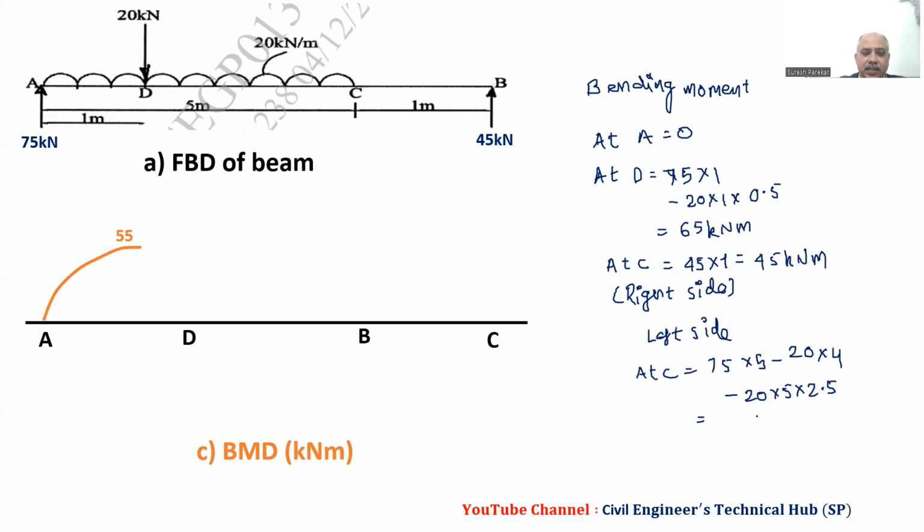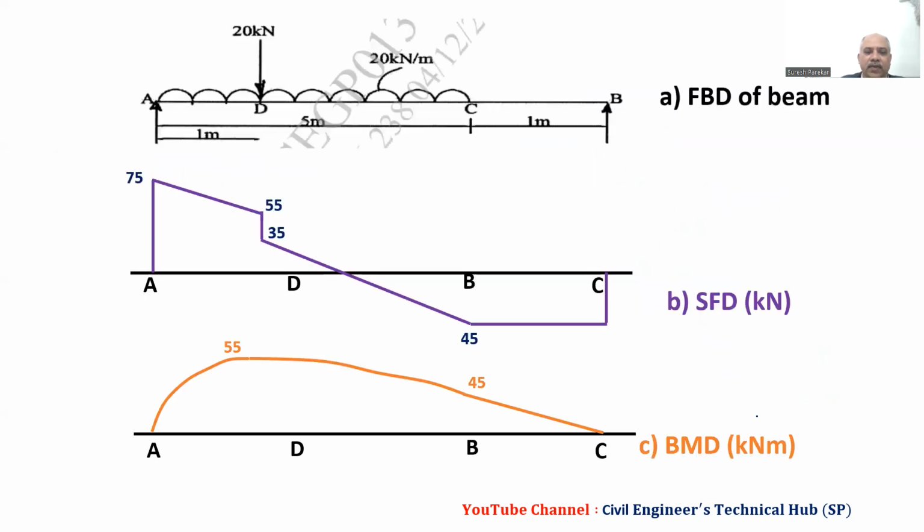So this is a parabola, x to the power 2. Then again we have a parabola, x to the power 2. And this is a linear line, x to the power 1. So that I will explain over here. We have x to the power 0 from A to D, and from D to C we have x to the power 1. Here we do not have any load, so here x to the power 0. And this is x to the power 2. And then B to C, we have x to the power 1.